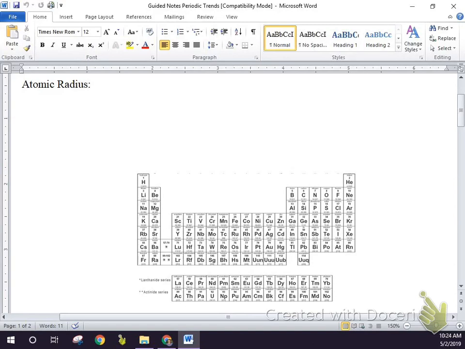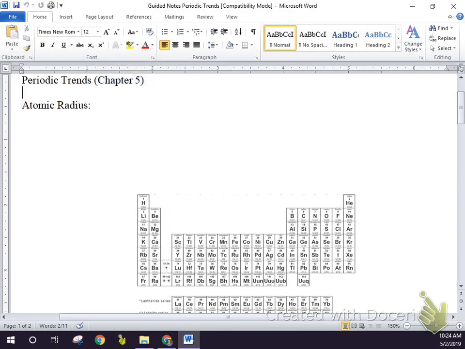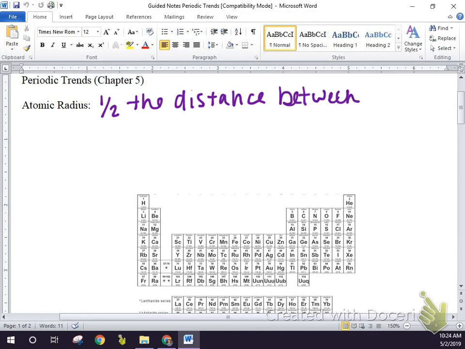Listen. Atomic radius is the radius of the atom. Do you think we could just get out a ruler and measure the radius of the atom? Not going to happen. So the radius of the atom is measured by basically this kind of formula. It's half the distance between the nuclei of identical atoms.